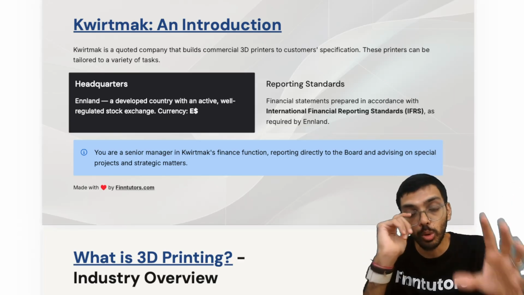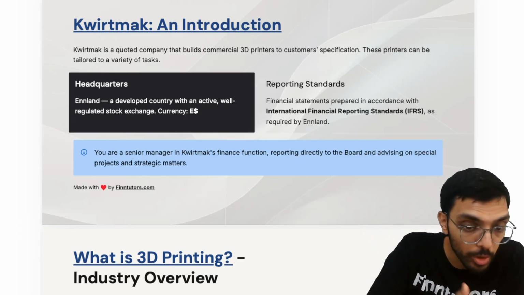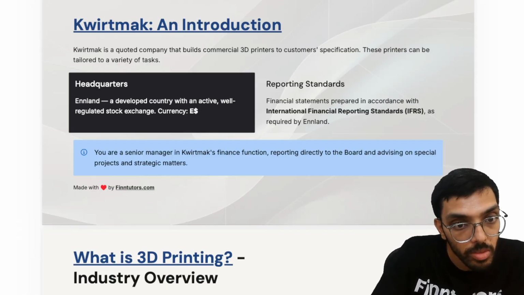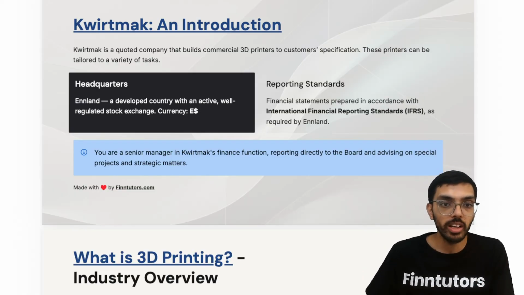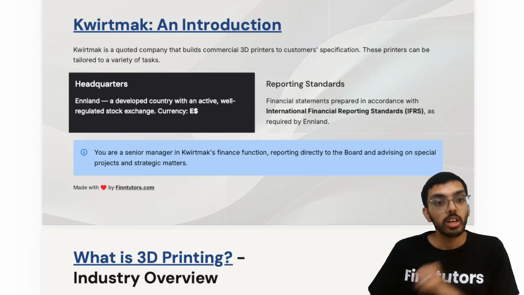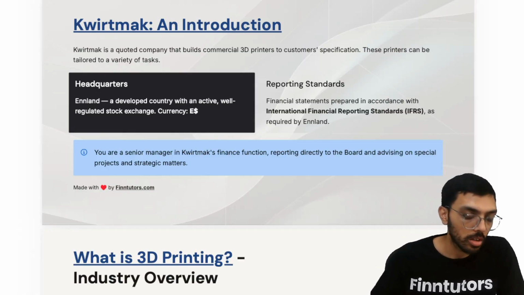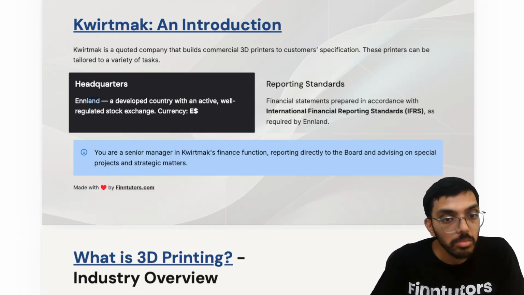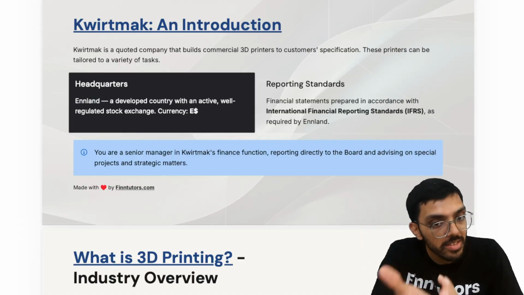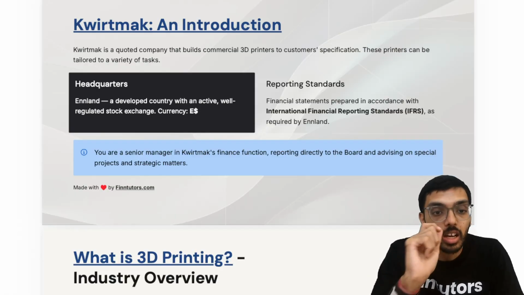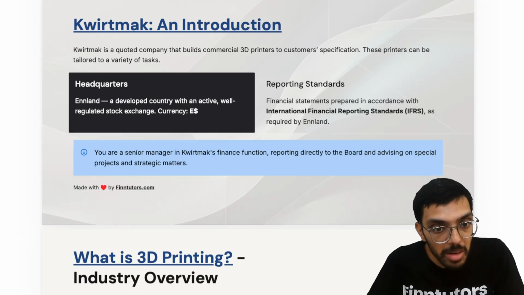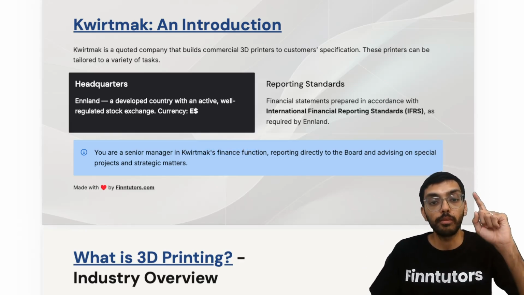So okay, I showed you why the pre-seen is important, because if you don't know your company, you can't support your finance managers. So we already know that Kwirtmak is quoted. It builds commercial 3D printers. The headquarters of Kwirtmak is in Enland, a developed country. It's a fictional company in a fictional country, which is Enland. And the currency of Enland is $. You are the senior manager in Kwirtmak's finance function.